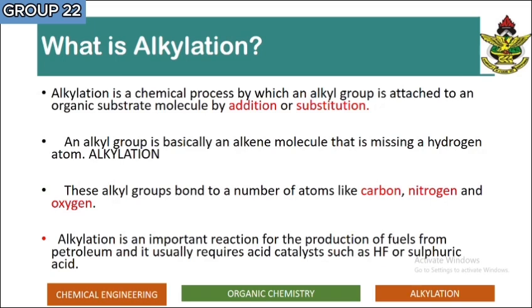So what this basically says is that alkylation is a process by which an alkyl group, that is a molecule that has lost one hydrogen atom, is attached to an organic substrate, in this case an aromatic ring, by the process of addition or substitution.